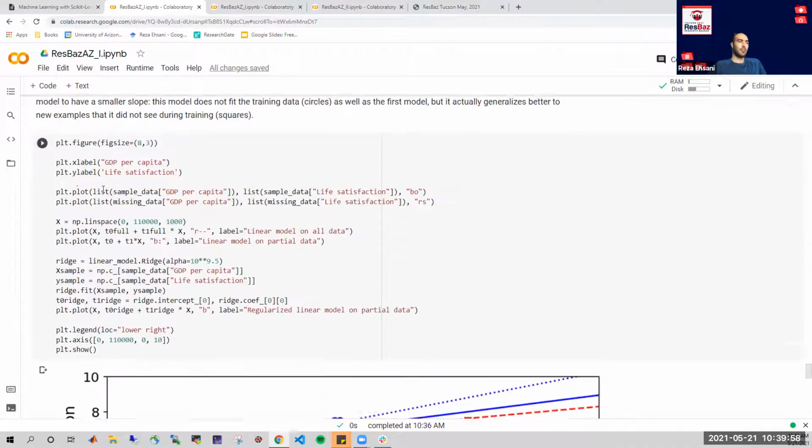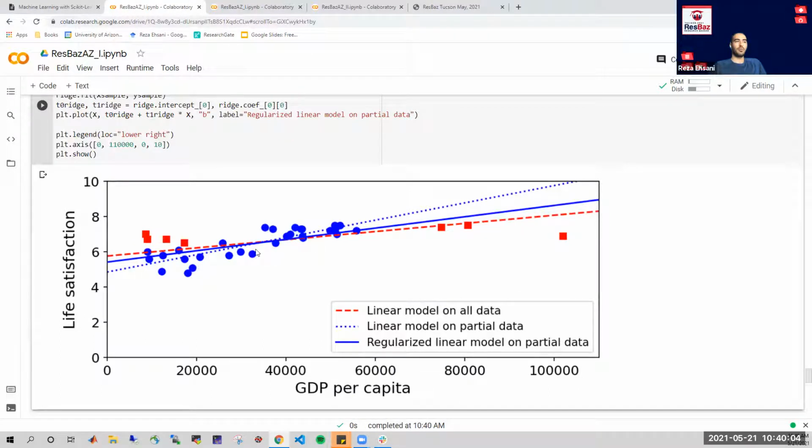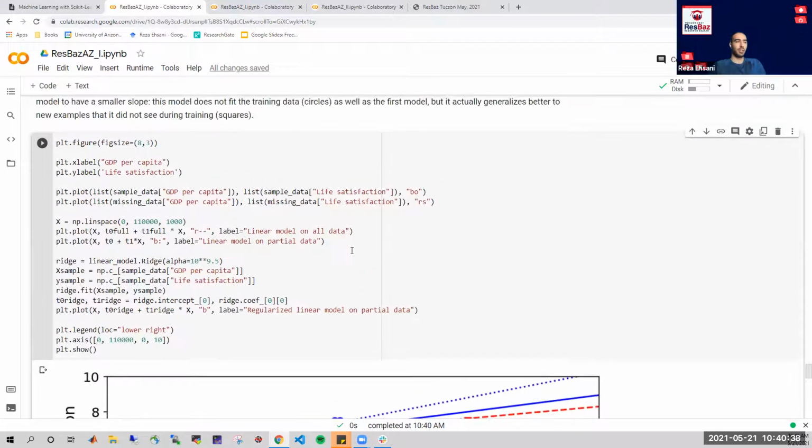I have provided an example here again. This is the same data set. If we use a linear regression and use only the circles, which are countries with a normal better life index, we will have the linear model, which is shown by the dotted line. If we use all the data, including the red squares, we will have the red line. And if we use only the blue circles and use a regularization parameter, we will get the blue line, whose performance is acceptable.